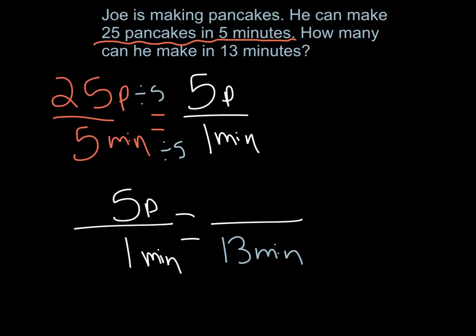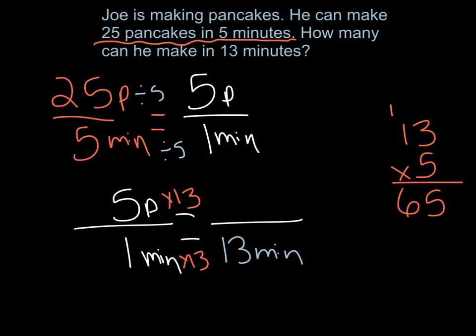Now we use proportional reasoning. 1 times 13 gives you 13, so we do the same to the top. Make sure that you pay attention and don't accidentally try to divide. We will do some work over here to figure out our answer. 5 times 13. 5 times 3 is 15. 5 times 1 is 5, plus 1 is 6. So to answer our question, Joe could make 65 pancakes in 13 minutes. So our answer would simply be 65 pancakes.